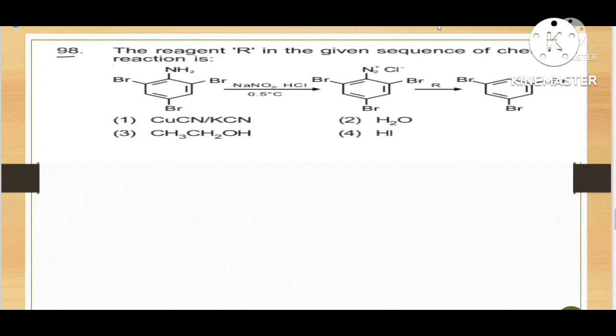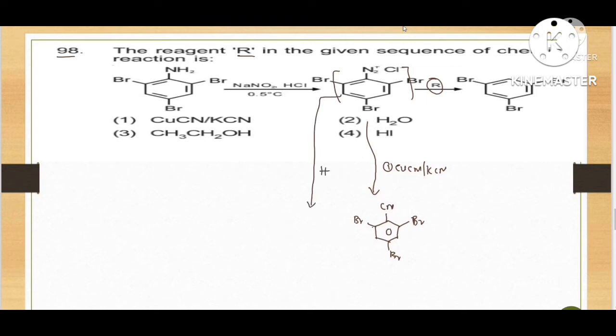Now let us discuss 9.8. The reagents are in the given sequence of chemical reactions. Here they ask what the reagent R is. Okay, now let us verify. This is benzene diazonium chloride. When benzene diazonium chloride is reacted with CuCN or KCN, it forms the cyano compound.